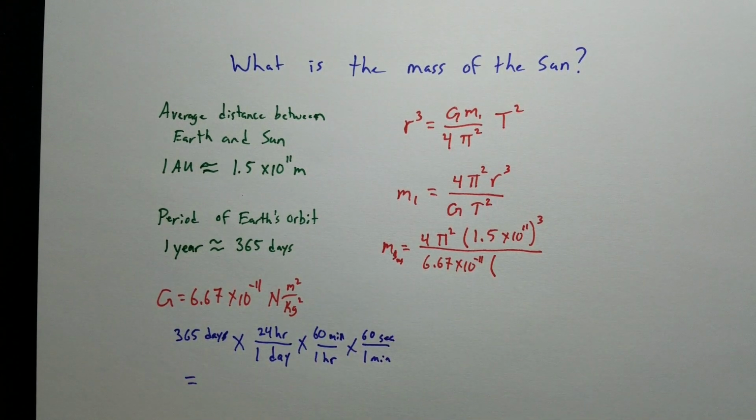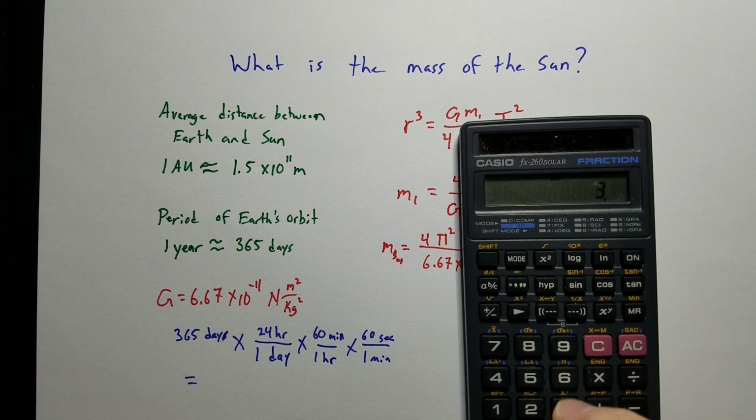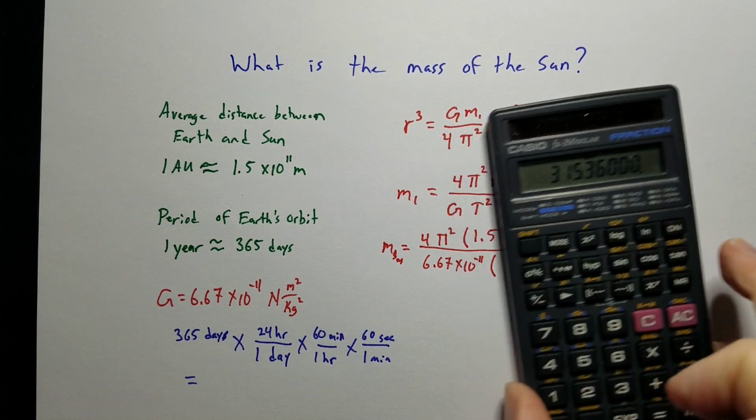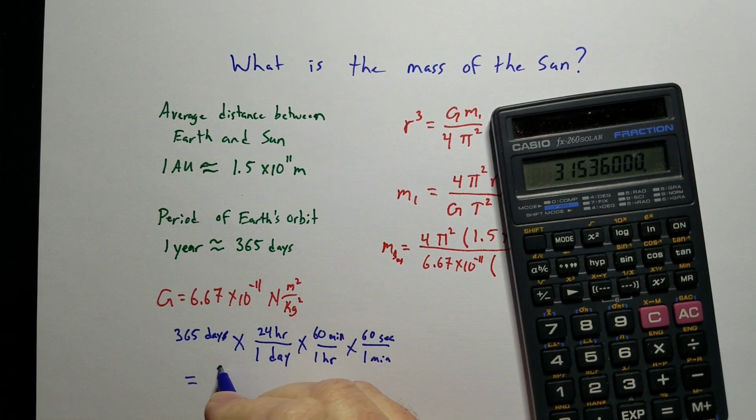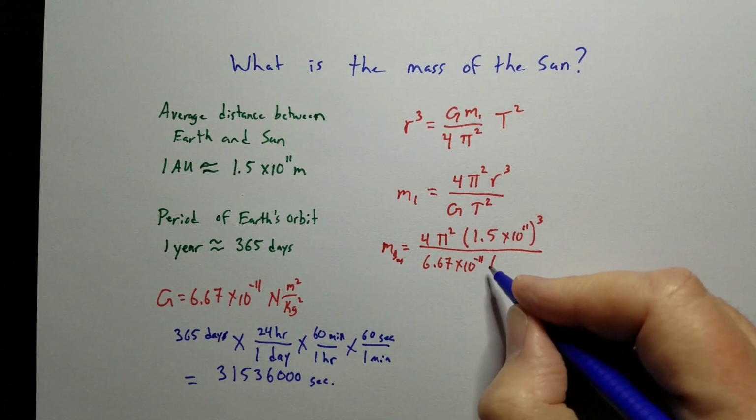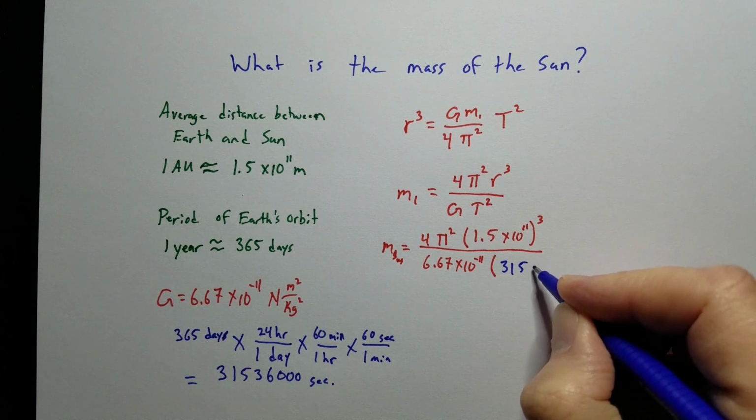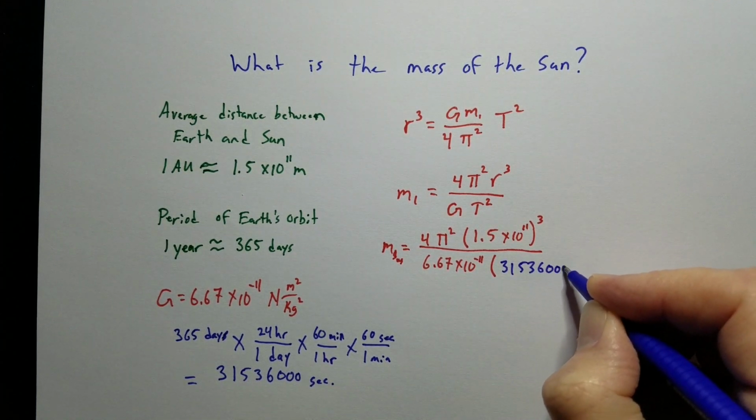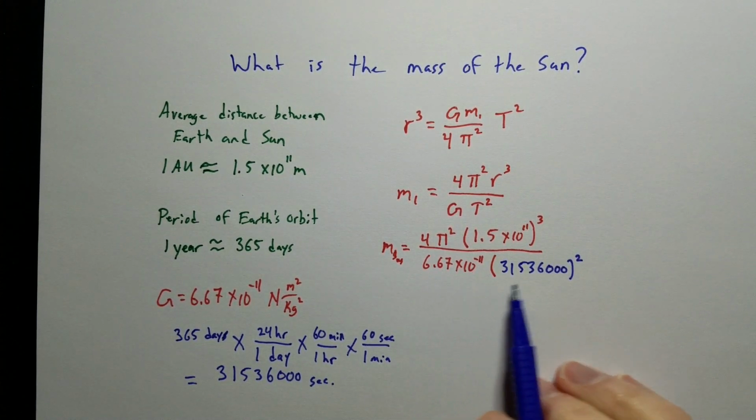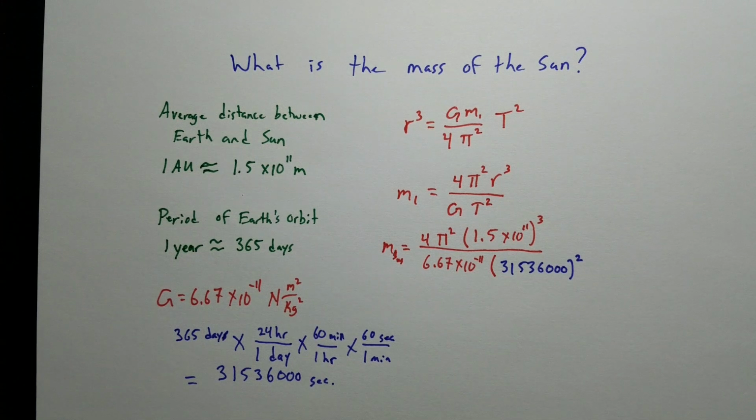So if we take all that, 365 times 24 times 60 times 60, we get that 1 year is 31,536,000 seconds. Oh, that's a lot of seconds. So we'll put that in, 31,536,000, and that's got to be squared. Wow. So now we just have to do this mess, and we should be able to figure it out.